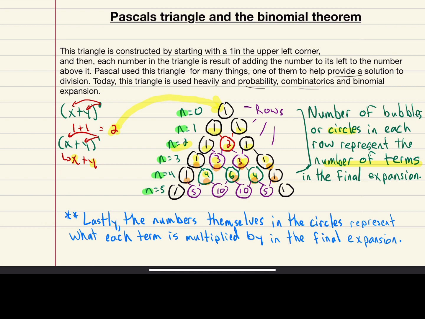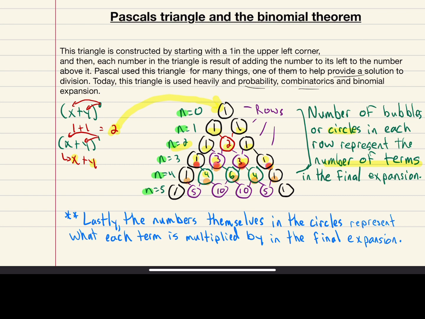Lastly, the numbers themselves in the circle. So let's say I have a binomial that is expanded to the 3rd degree here. These numbers, and I'm going to dot them in a fuchsia color here, the 1, the 3, and the 1. These numbers themselves are what each term is going to be multiplied by in the final expansion.